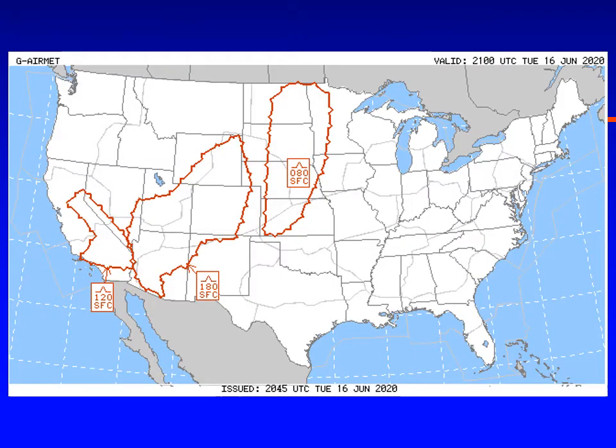Here is the forecast for turbulence. This is the graphical AirMet for AirMet Tango, and it shows no forecast of turbulence over Illinois. Of course, remember that the AirMets only forecast moderate turbulence. Severe turbulence would be forecast by SIGMET. Light turbulence is not forecasted, so there's really no moderate turbulence or greater over Illinois.